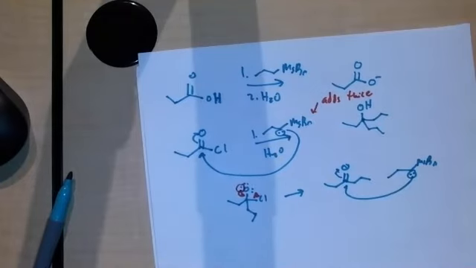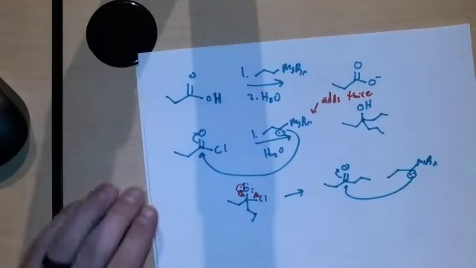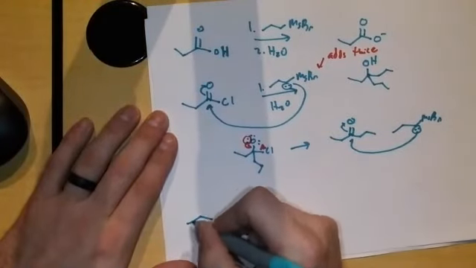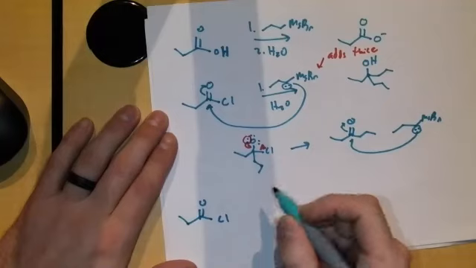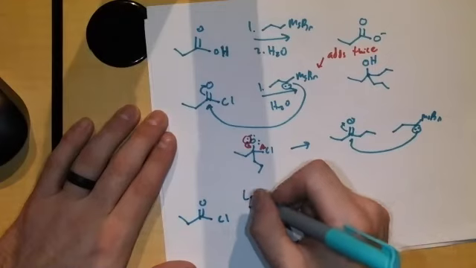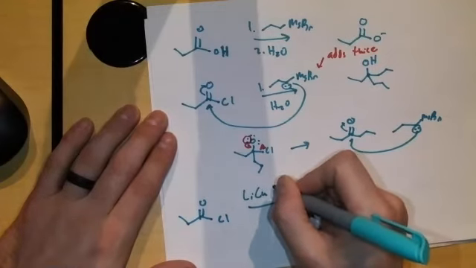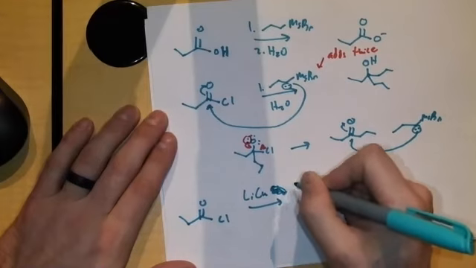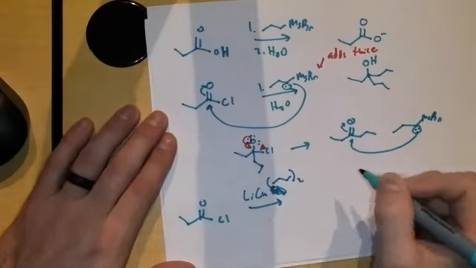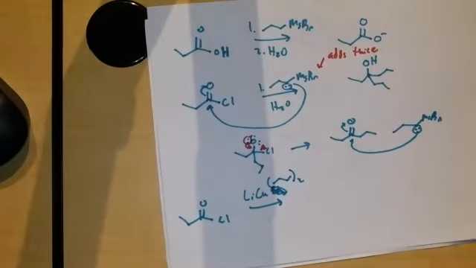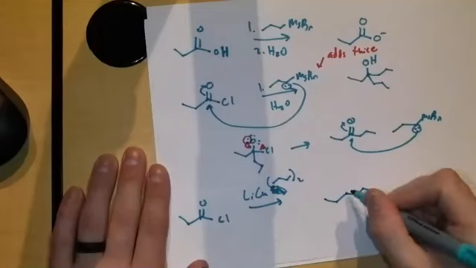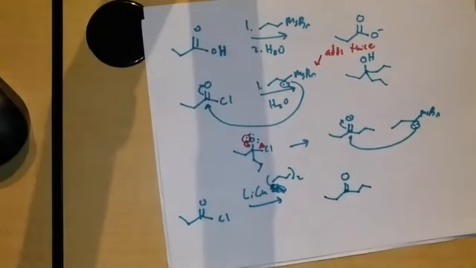If we instead wanted to only add once, we can add in a cuprate, which is going to be a little bit softer. So if you instead add in LiCu, what's propyl? And this propyl here, we can do just a single addition and get our ketone.